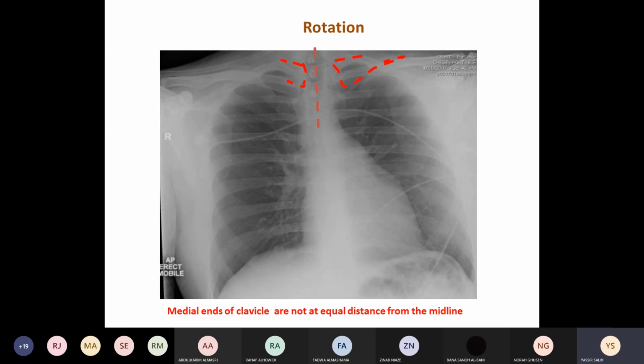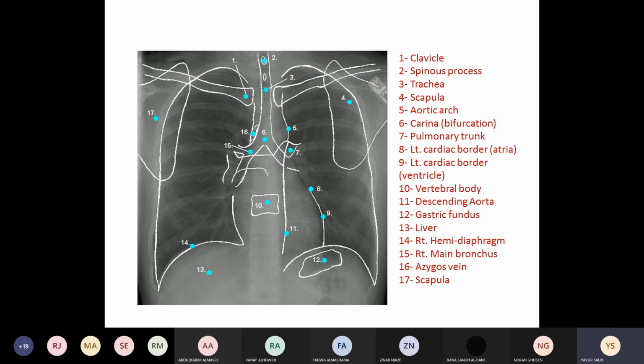Otherwise we will have a problem. Is this increased blackness, called translucency, of one side pathological or technical? Therefore you have to do this chest X-ray in a well-centered patient to avoid this increased blackness or translucency of one side. Now in the respiratory system we have certain structures you have to know.